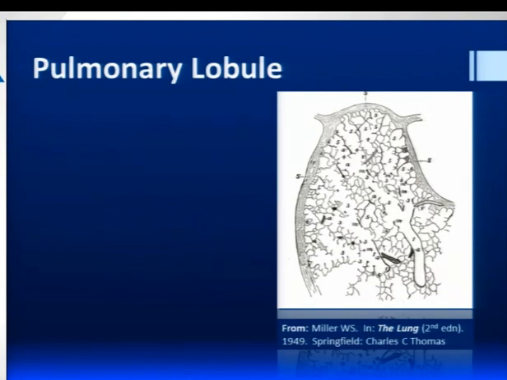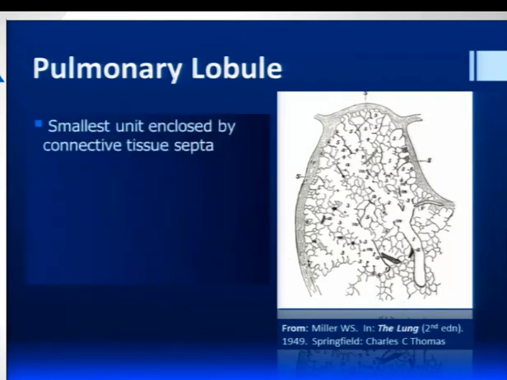This is the original description by William Snow Miller in his MD thesis, and it's an exquisite drawing based on his very detailed dissections. What is the pulmonary lobule? Well, it is defined as the smallest unit of lung structure, which is surrounded by connective tissue septa. And there is a reason why I'm describing this, because the airway diseases are intrinsically linked to the structure of the pulmonary lobule. It has a roughly polygonal shape.